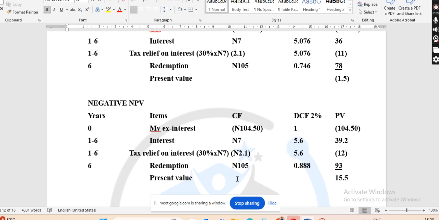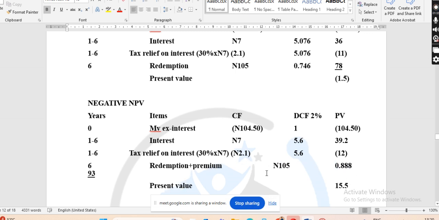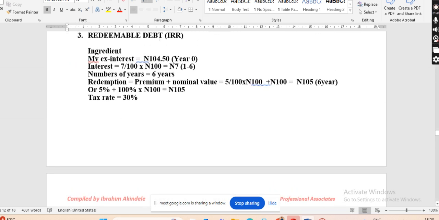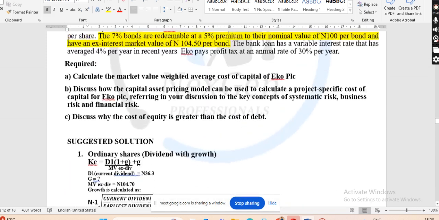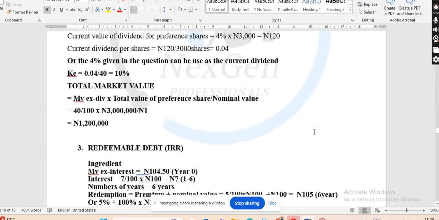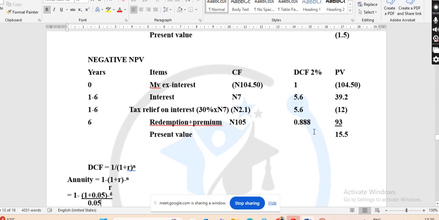15.5. Please don't forget that for the redemption, we added premium. That is why we have plus premium, and that is why we have this 105. Don't forget that I said we should change it. If you have the material, quickly change the nominal value of the redeemable debt to 100. It is not 1000 naira, please. That is why we were not able to get the positive and negative NPV.